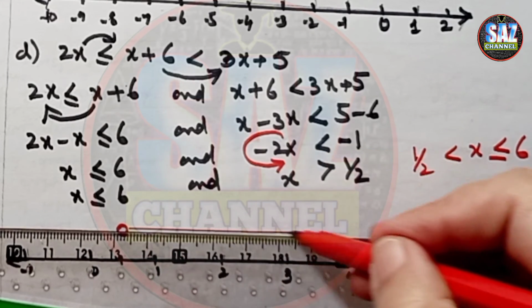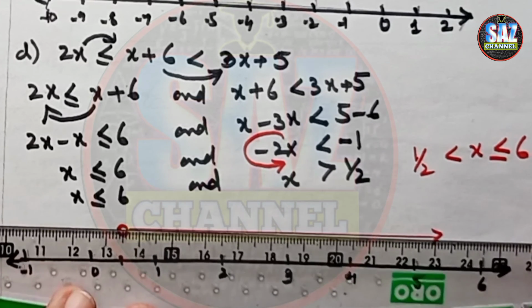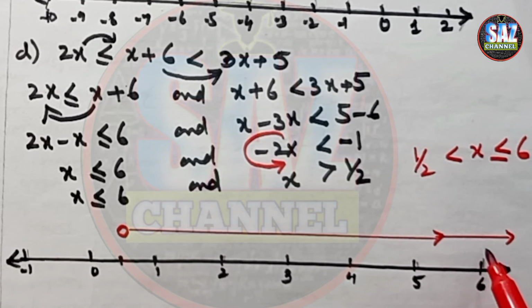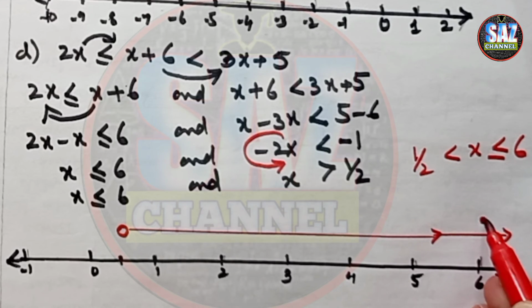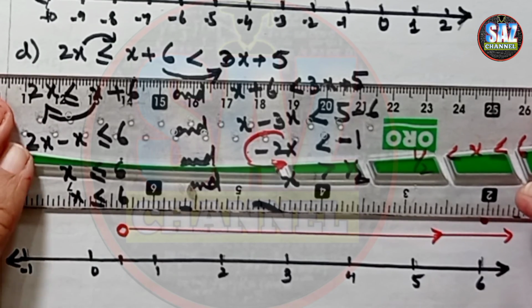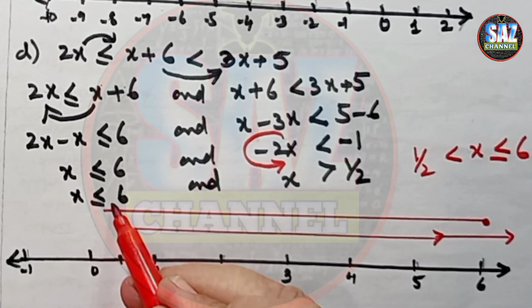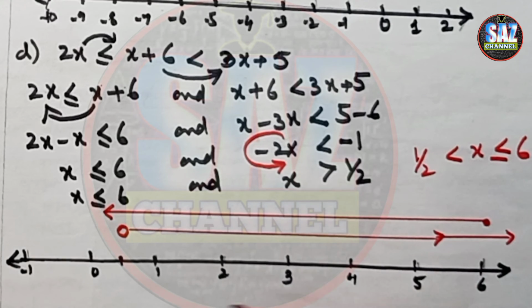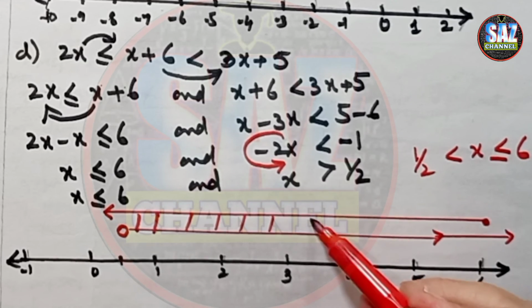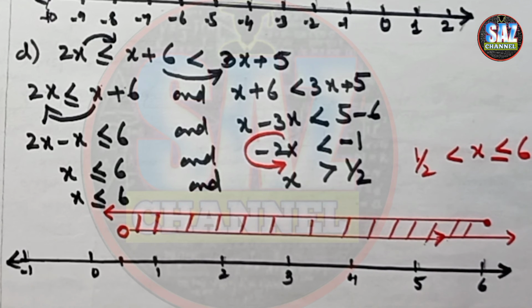So this is the solution for x greater than 1 by 2 and x less than or equal to 6. Let me extend this line a little more. My second solution will begin from this point, and I need the values of x which are less than this number. So from this point I have to move towards the left hand side. So this will be the solution for x less than or equal to 6. Now we can see the portion of the number line which is overlapped by both the lines is this portion, and this is the solution region for these two inequality conditions.